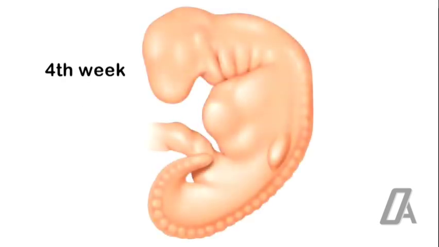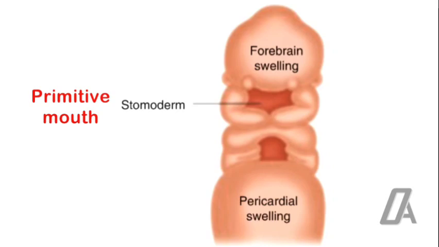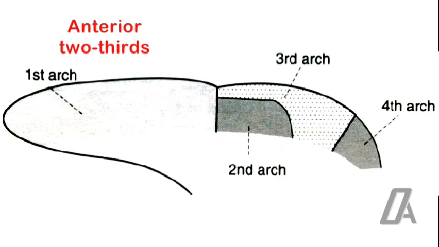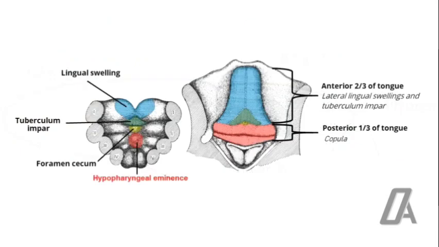The development of the tongue begins in the 4th week of embryonic development. The primitive mouth, or stomodeum, is forming. The tongue develops from 2 main sources. The anterior 2/3 come from the first pharyngeal arch. The posterior third originates from the 2nd, 3rd, and 4th arches. These structures will fuse to form the anterior part of the tongue. The hypopharyngeal eminence forms the posterior third.